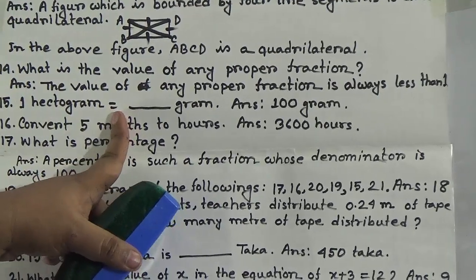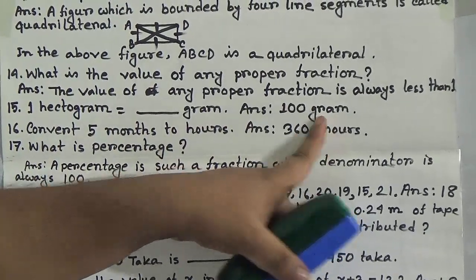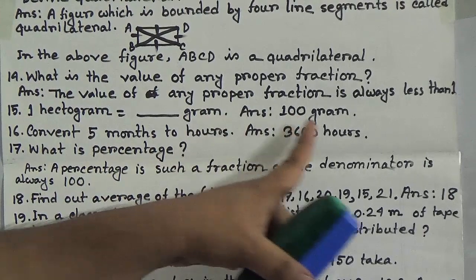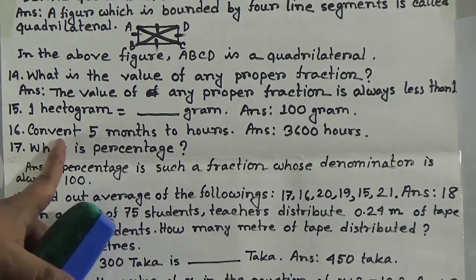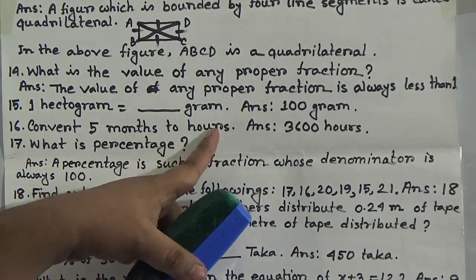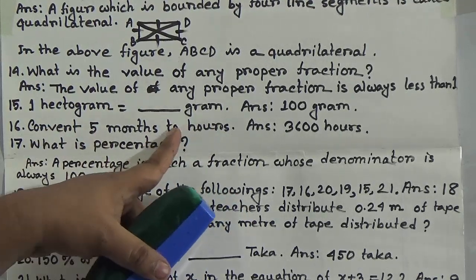Okay. Next question is, 1 hectogram equals how many grams? 1 hectogram equals 100 grams. Next question is, convert 5 months to hours.